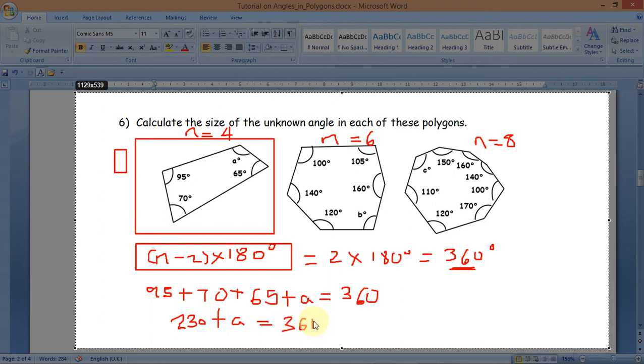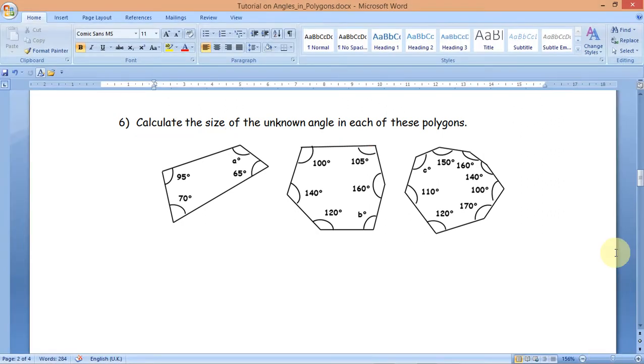So then you move that one there. Move 230 there, therefore A will be 360 minus 230. 360 minus 230, that is 130 degrees. So the value of A is 130 degrees. You go ahead and do the same thing for the remaining question.